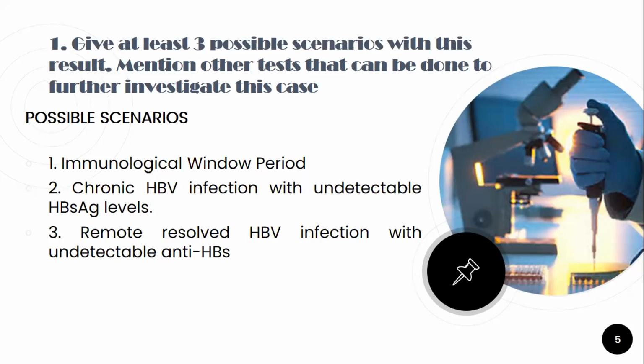2. Chronic HBV infection with undetectable HBs antigen levels. The patient could be one of the uncommon individuals with active HBV replication who is negative for HBs antigen. This is diagnosed when there is a positive HBe antigen or a positive HBV DNA result. 3. Remote resolved HBV infection with undetectable anti-HBs. The resolution of acute hepatitis is characterized by the disappearance of HBs antigen, appearance of anti-HBs, anti-HBc IgG, and normalization of ALT levels.